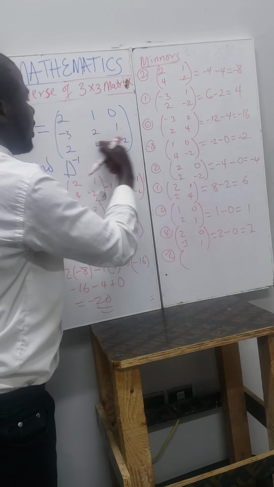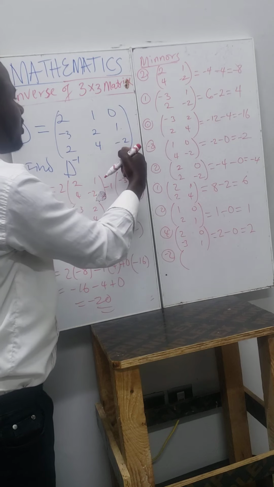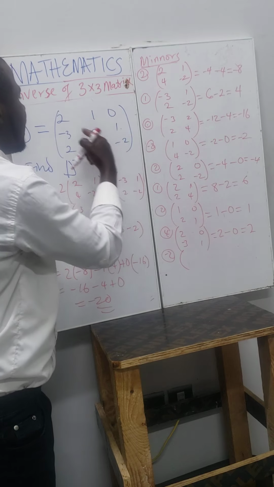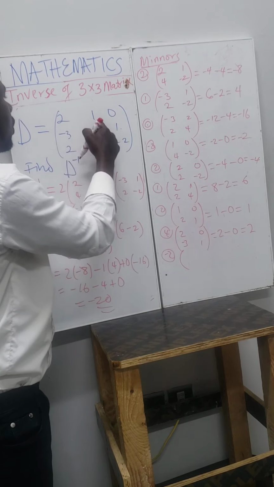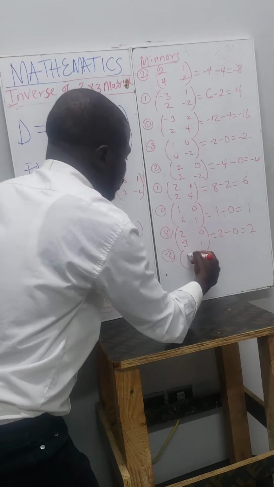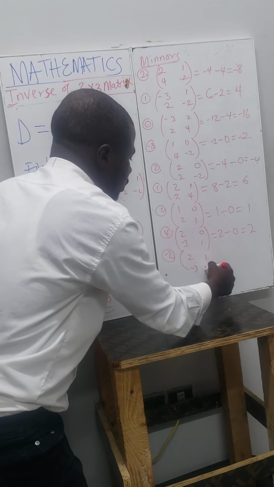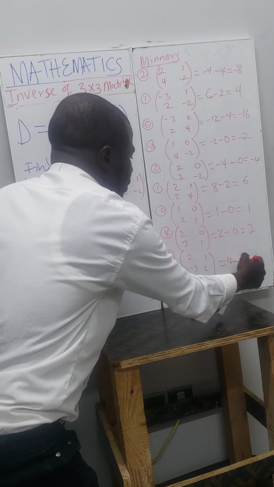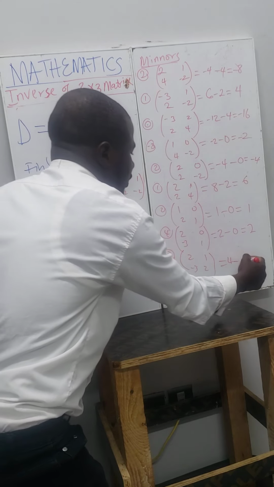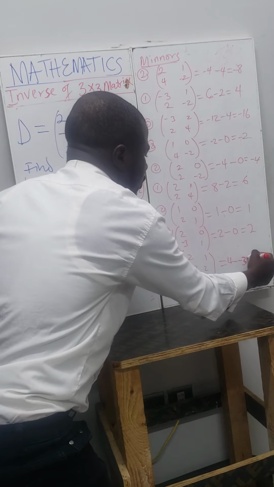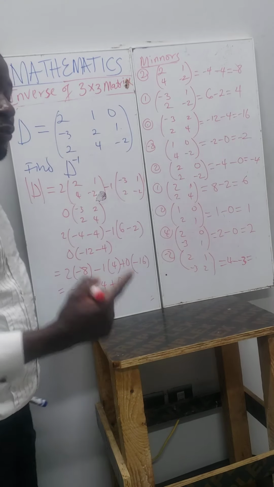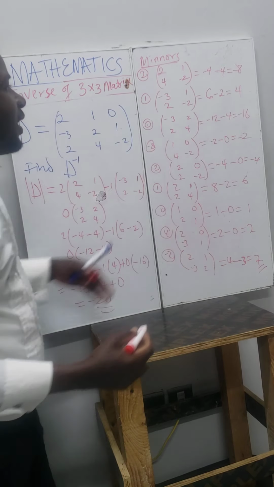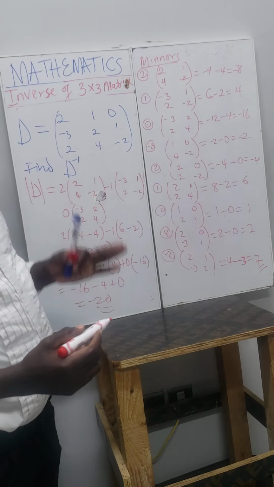Block all the elements along the same row, all the elements along the same column with that 2. Block these ones, block everything here. What do we have left? We have 2, 1, minus 3, 2. 2 times 2 is 4. Minus 3 times 1 is minus 3. 4 minus 3, that is 4 plus 3. And what is 4 plus 3 is 7. So these are the minors we are able to get for the matrix D.